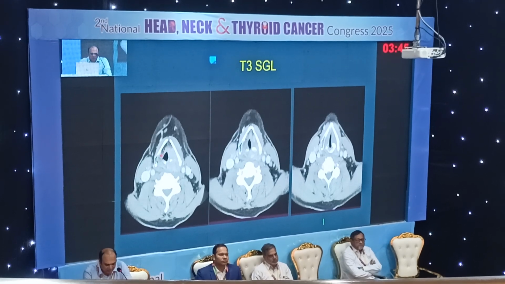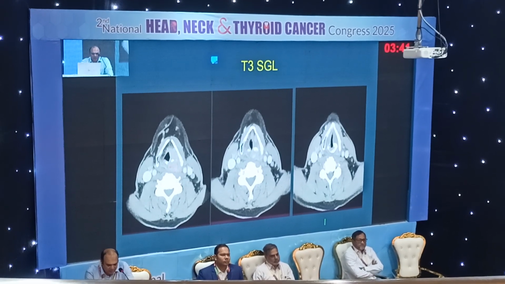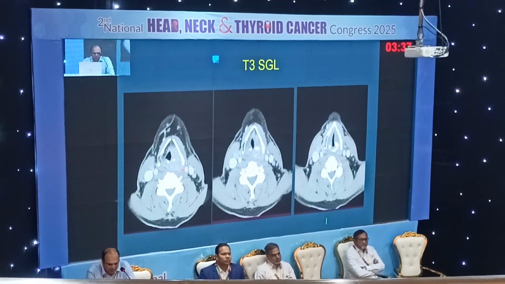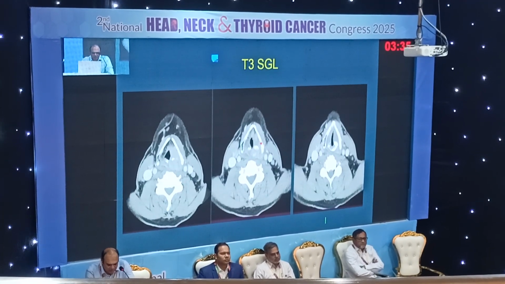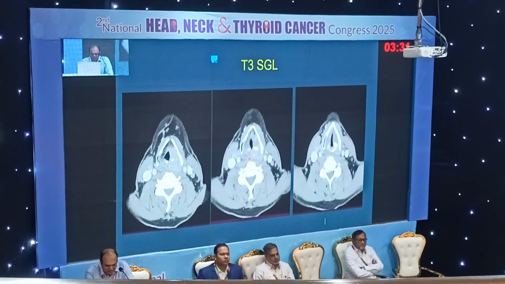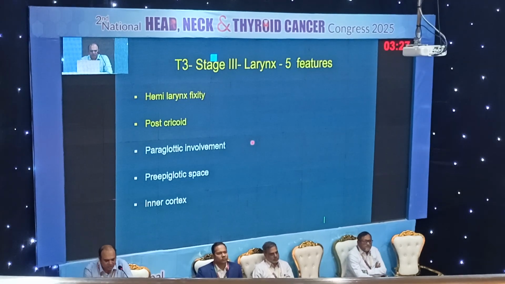Here you have a lesion. The right paraglottic fat is free. The left paraglottic fat is obliterated. Here you can see the widening of the thyroarytenoid gap, and the lesion is gaining access posteriorly. The lesion is more or less up to here. It's a T3 because of the paraglottic fat infiltration.